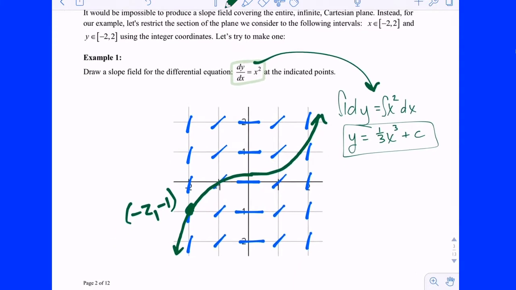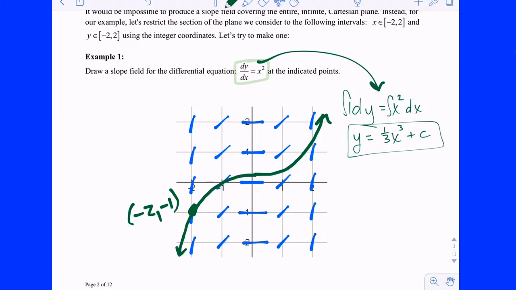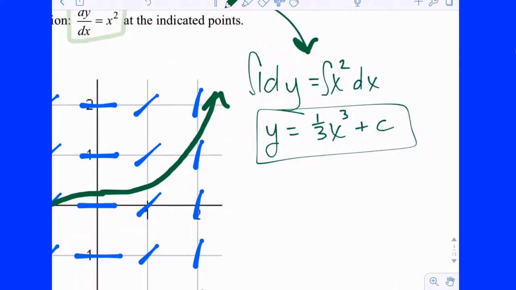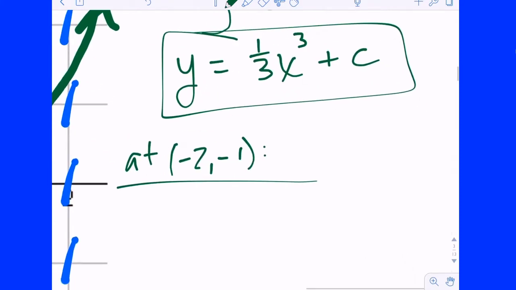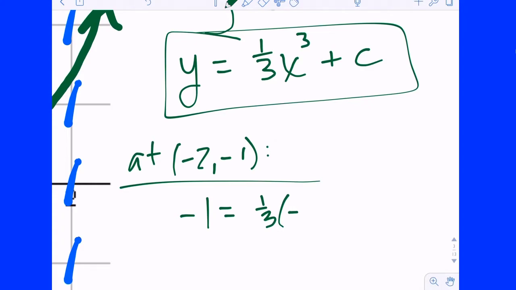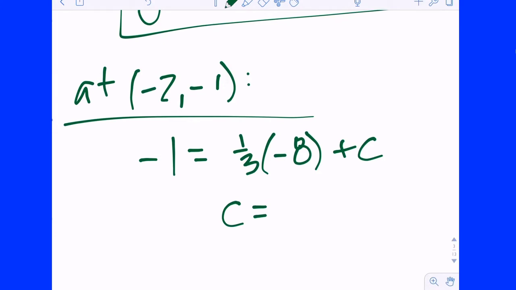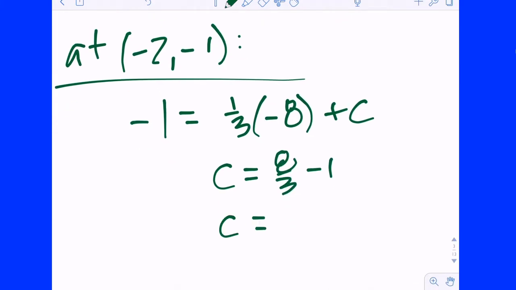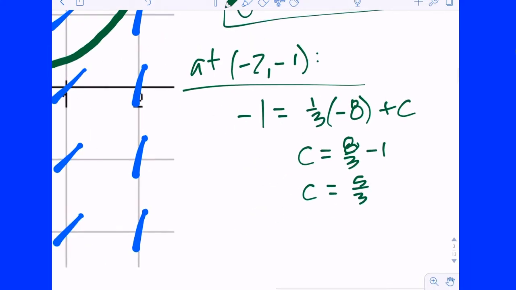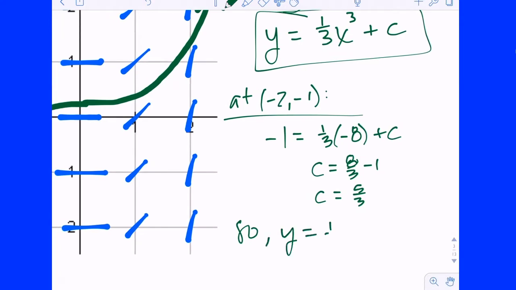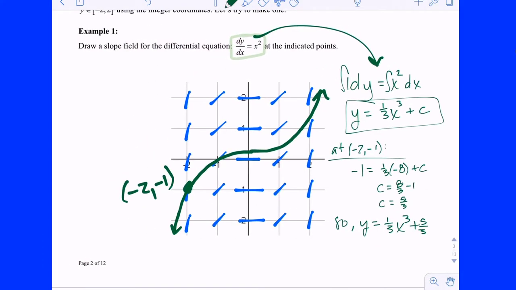We didn't really know anything about the general solutions. We were just plotting not points, but little slopes at particular points. Let's figure out the equation of the particular solution. At the point (-2, -1), we get -1 equals 1/3 times (-2) cubed, which is -8, plus C. So C would equal positive 8/3 minus 1, which is 5/3. So the equation that we drew was y = 1/3 x cubed + 5/3. Now notice my y-intercept was supposed to be at 5/3. It looks like I drew it at 1/3. Is that okay? Yeah. As long as you're going with the flow, if you're given a point, that's the only one you need to make sure you hit. Everything else, you're just interpreting it, and everybody's is going to be a little bit different.